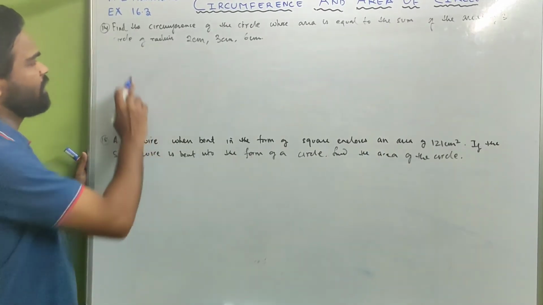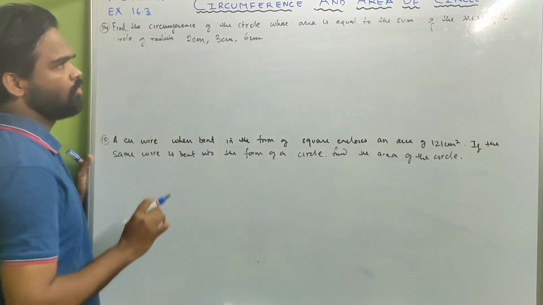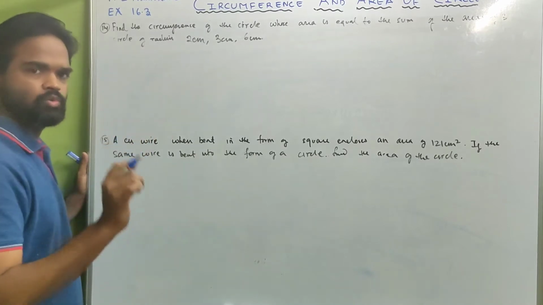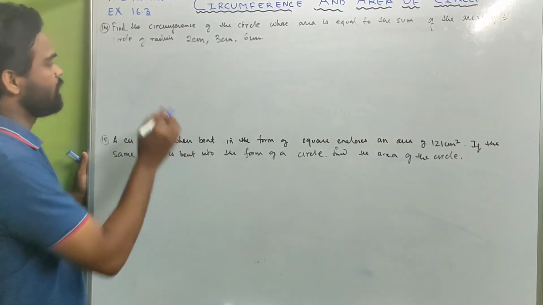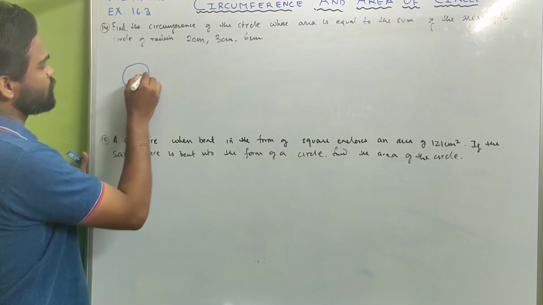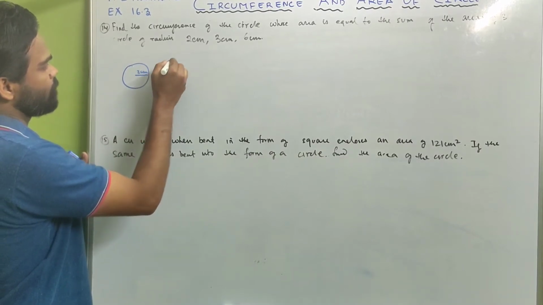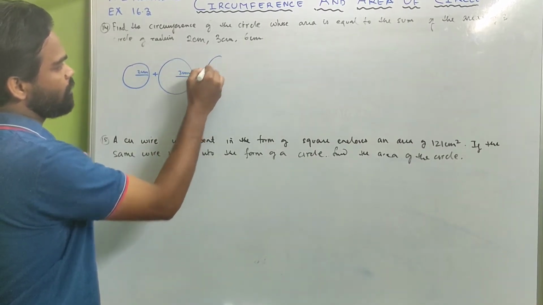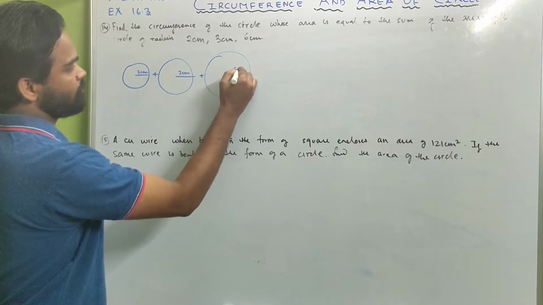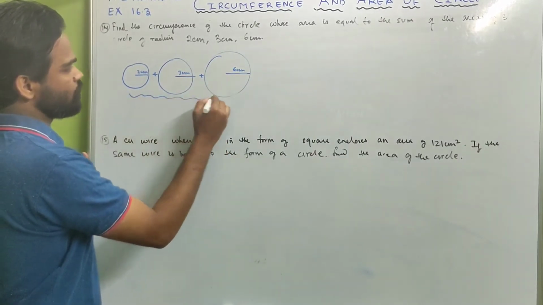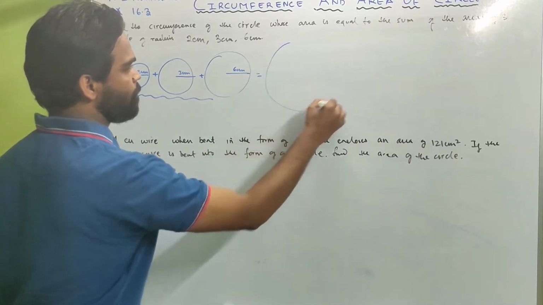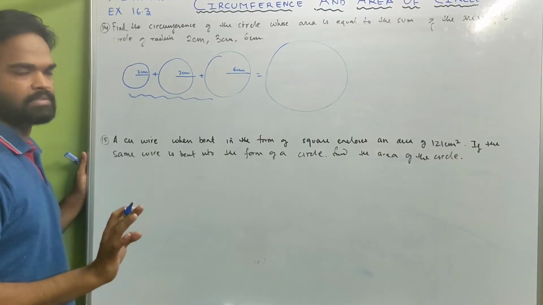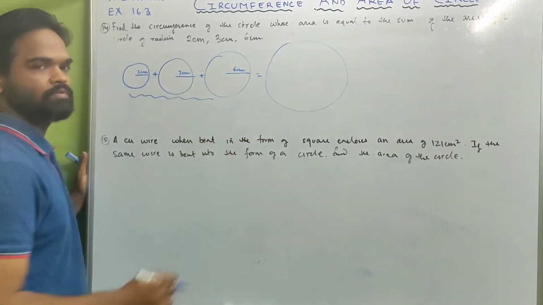Now look at sum number 14. Very interesting. Find the circumference of a circle whose area is equal to the sum of the areas of three circles of radius 2 cm, 3 cm and 6 cm. Which means there are three circles. The first one is 2 cm. The second one is 3 cm. And the third one is 6 cm. When you combine these three, you get a bigger circle, and the area of these three is equal to the area of this bigger circle. You need to find the circumference of this.